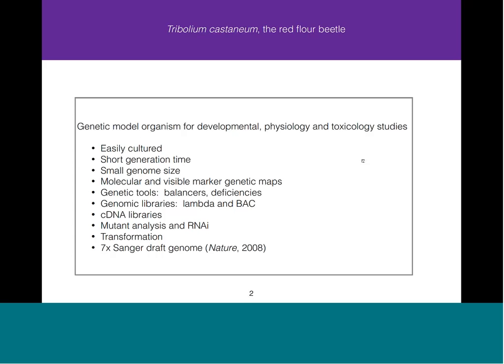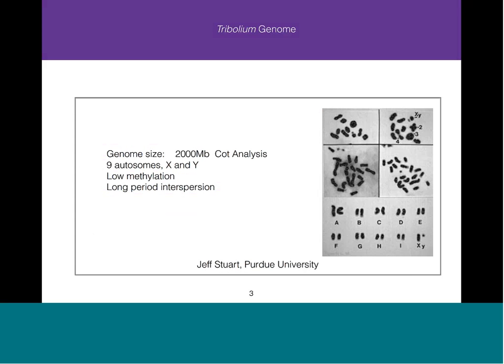Since then, we've been trying to improve the genome, but when we started, just to give you an idea of what the genome looks like, oh, that's wrong. It should be 200 megabases, not 2,000. That's interesting when you're looking at your slides. And I determined that back in 1989 with a COT analysis.